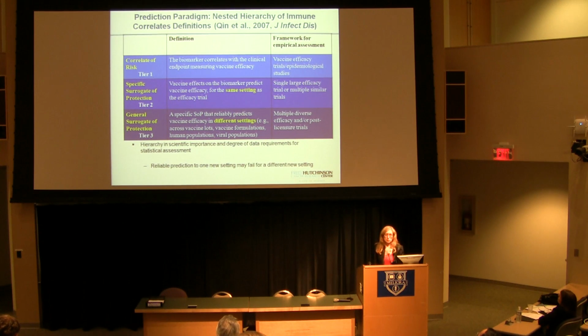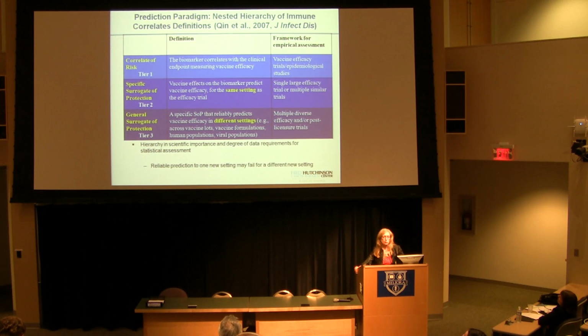But this is the one thing I would like to get across, that this is a hierarchy of immune correlates definitions, and it was published in a quite readable paper back in 2007. And it's been published and discussed in lots less readable papers since then in the statistics literature. But the first level would be called a correlative risk. That's what's called Tier 1. The second level is a specific surrogate of protection, and the third one is the general surrogate of protection.